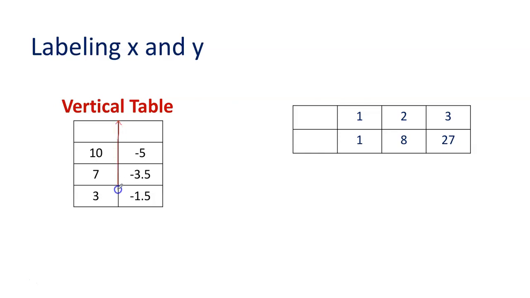Take a look at this line. It goes up and down. That's a vertical line, so this is a vertical table. In a vertical table, the x values are the values on the left side, in the left column. And the y values are the values on the right side, in the right column.